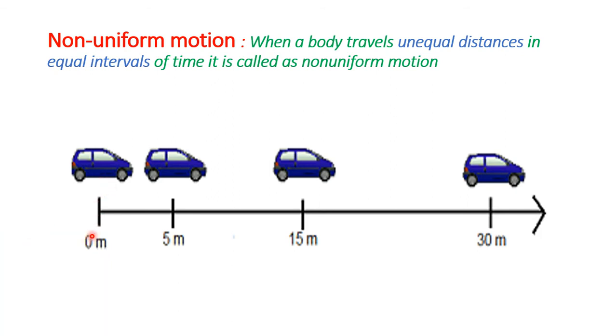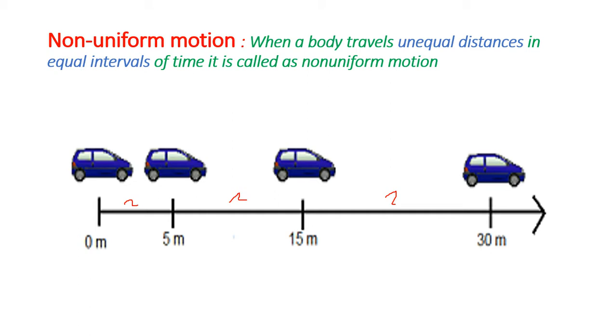There is a car at point 1, this is point 1, this is point 2, this is point 3, this is point 4, and the distance from here to here is 5 meter, and from here to here it is 10 meter. 10 meter means 15 minus 5, so 10 meter. And similarly 15 to 30, it is 30 minus 15, it is 15 meter. So the equal interval, this is also 2 seconds, this is also 2 seconds, this is also 2 seconds. So equal interval of time means time is same.